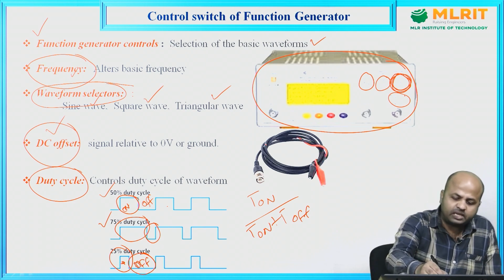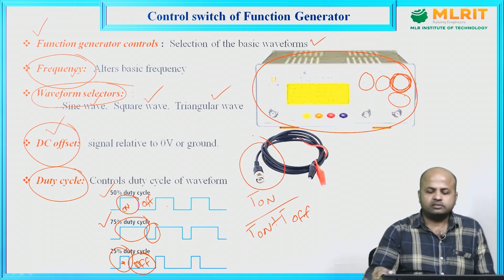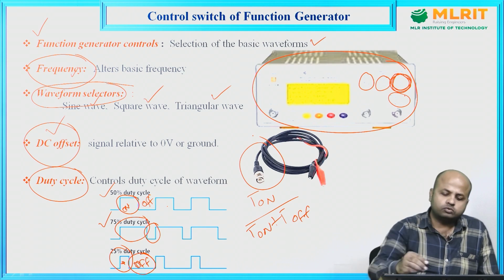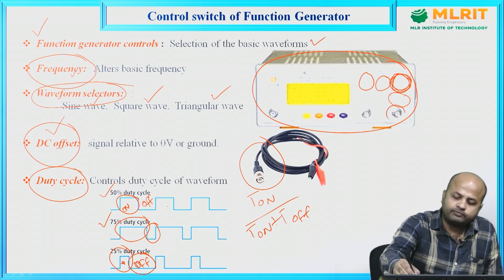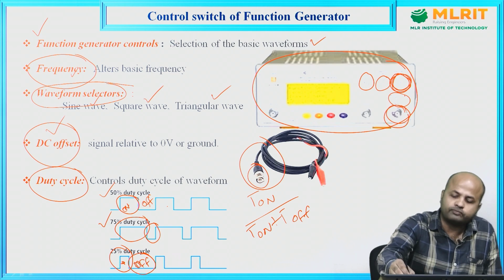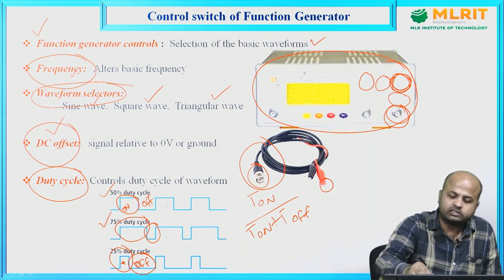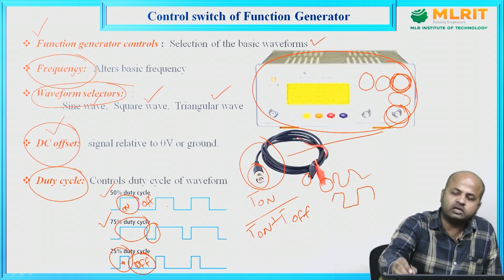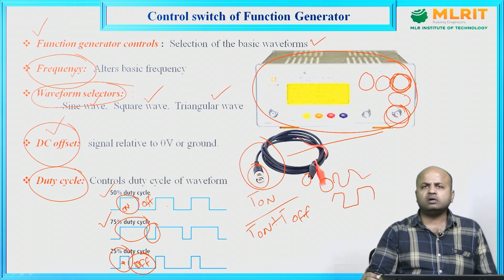And this is the BNC connector. It is widely used to take the output of a function generator. So we will connect this BNC connector at the output of the function generator, and we can take the signal from here, whether we want sine wave or square wave. So with the help of the BNC connector, we can take the output from the function generator.